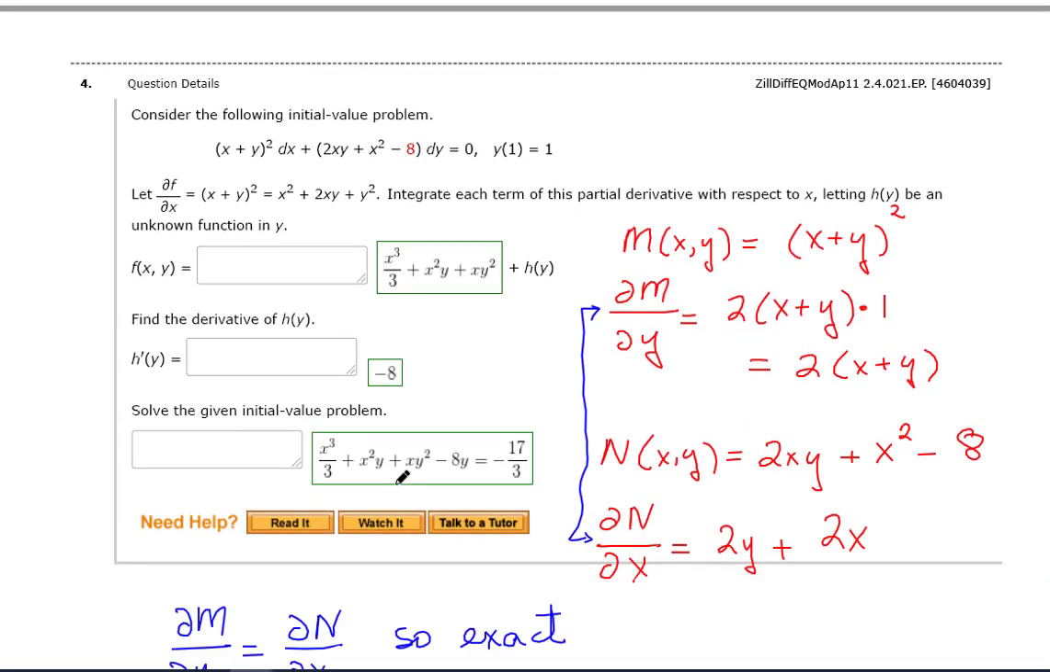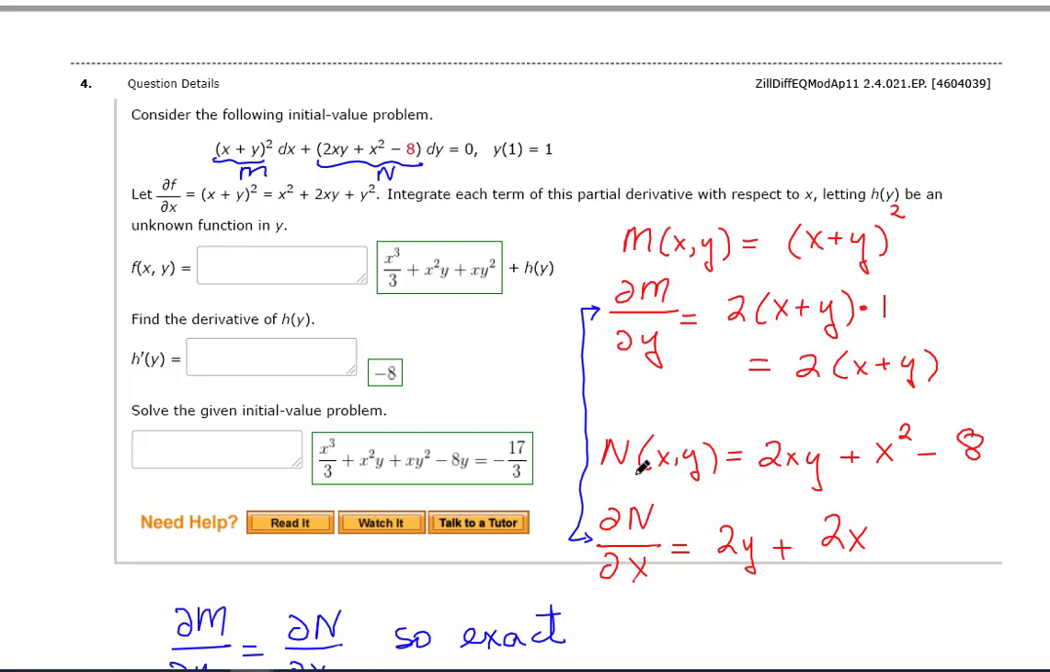In question 4, we want to solve again a differential equation where I've got it in the format where this is m, this is n, and we're given an initial condition. All right, so let's see, m of x and y is x plus y squared. So let's see, derivative with respect to y, bring the 2 down. The derivative of the inside with respect to y is 1, and so I get 2 times x plus y.